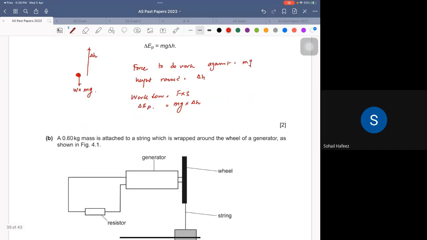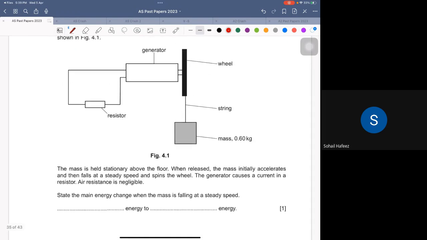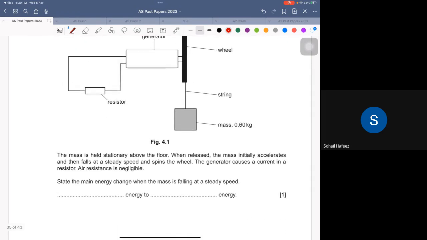That's the derivation. And then it says a 60 kg mass is attached to a string which is wrapped around the wheel of a generator as shown. The mass is held stationary above the floor. When released, the mass initially accelerates and then falls at steady speed and spins the wheel. The generator causes a current in the resistor. Resistance negligible. State the main energy changes. Obviously, you're losing gravitational potential energy, so I'm going to write GPE here. In fact, you should write the whole thing. Gravitational potential.